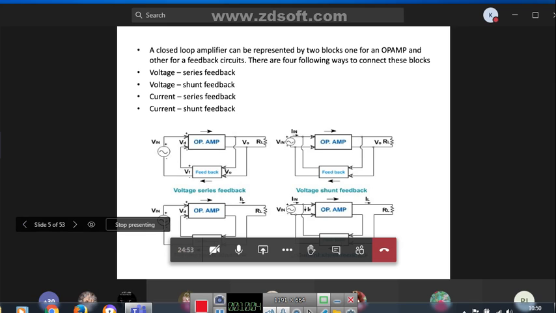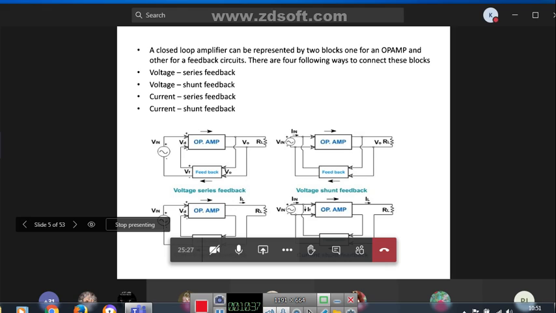So in this, it is a basic amplifier. This block represents a basic amplifier, and this block represents a feedback circuit. Here Vf is a feedback voltage. So this Vin or Vs is the input for the complete circuit, that is the op-amp with feedback.